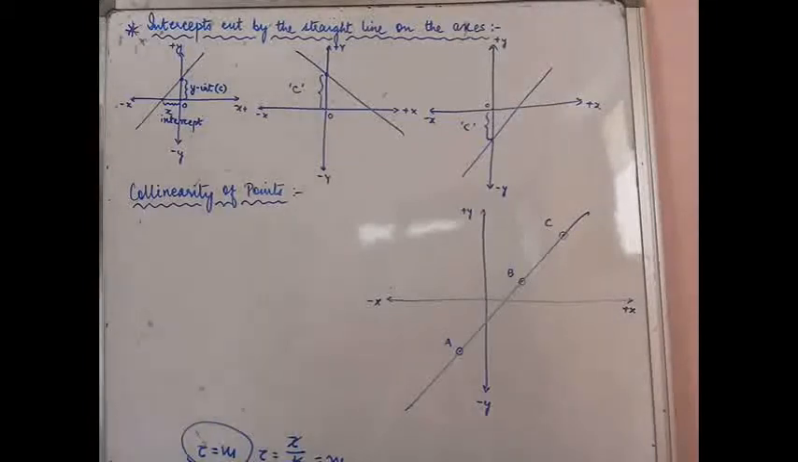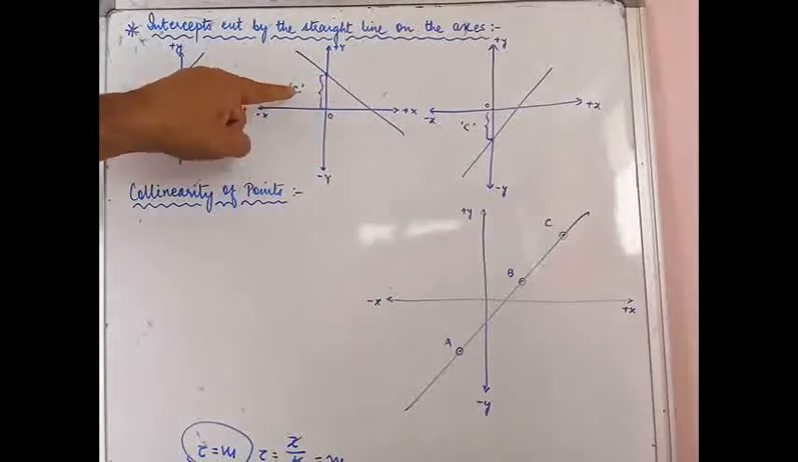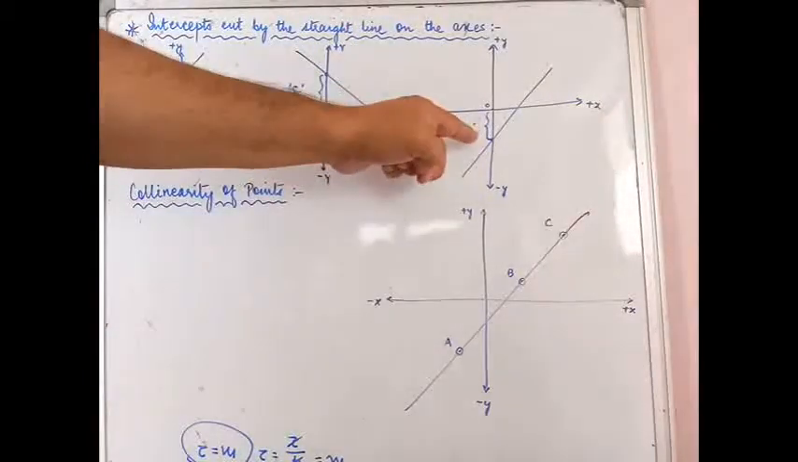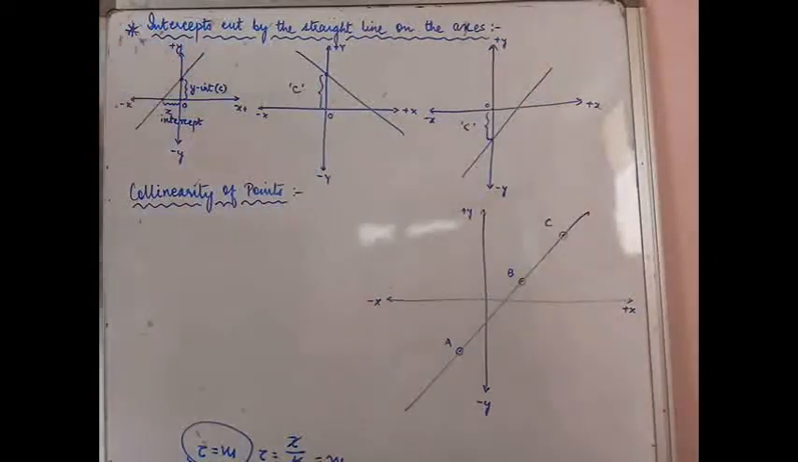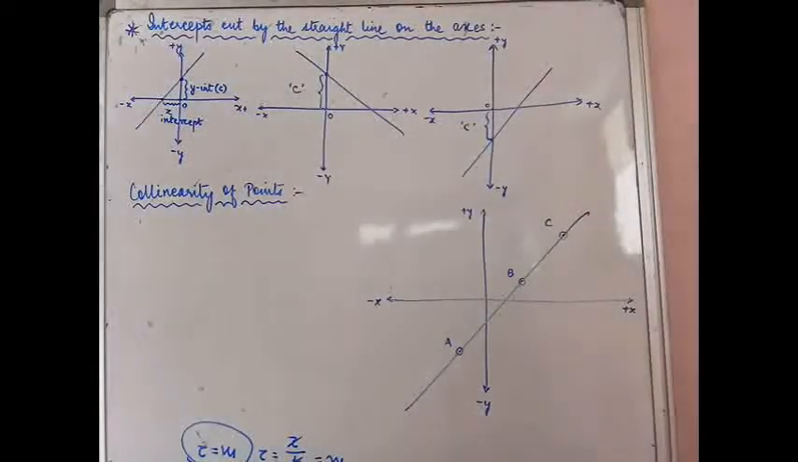You can obviously understand by looking at it that in this particular case the value of c will be positive because it is above the origin. In this particular case the c value will be negative. Similarly here the c value will be positive. So depending upon different case scenarios you will have different values of c.